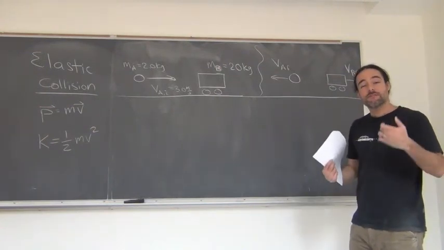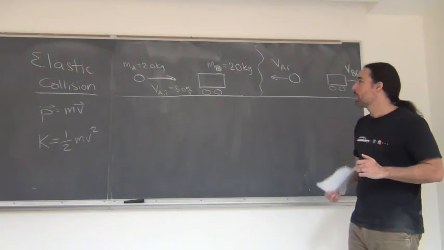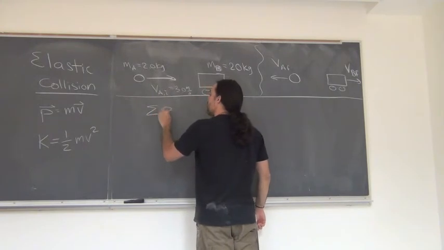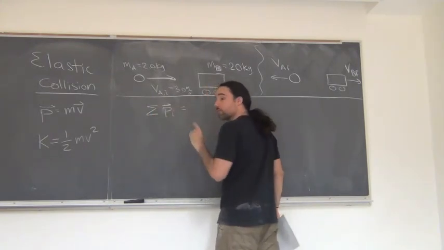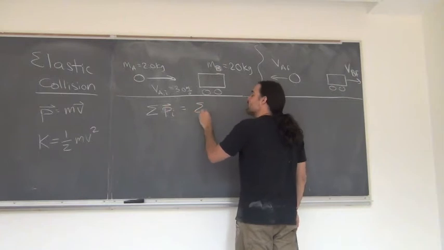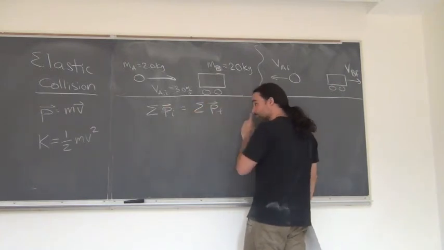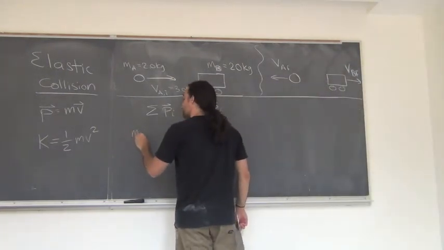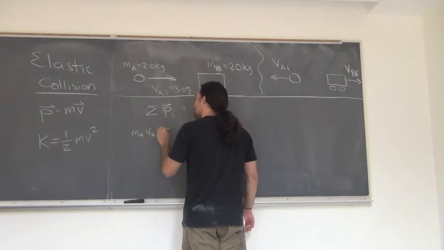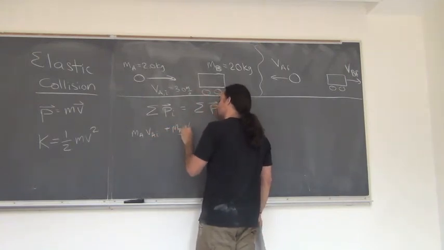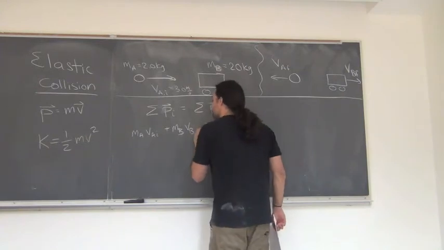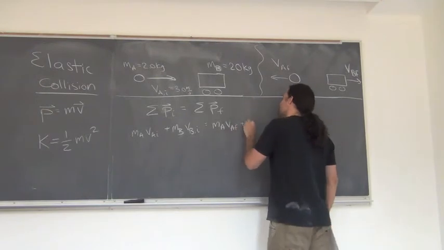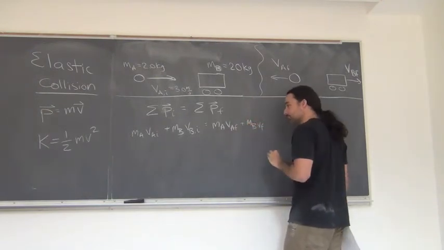To do that, it's fairly straightforward to set up the equations. All I have to do is say that my initial total momentum, so I sum up all the momentums, has to be the same as my final total momentum. And it's fairly easy to write an equation for that. All we do is we say the mass A times its initial velocity plus mass B times its initial velocity has to equal mass A times its final velocity plus mass B times its final velocity.